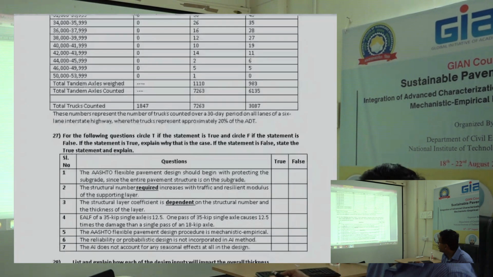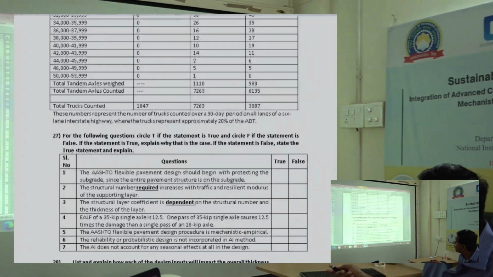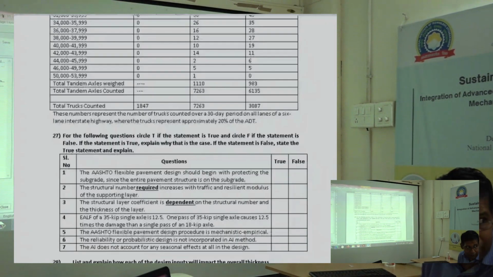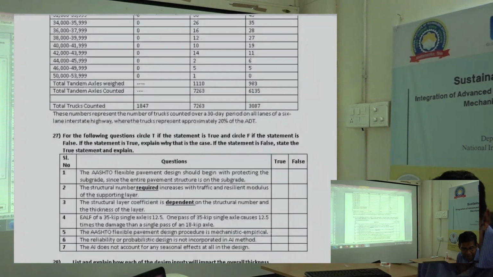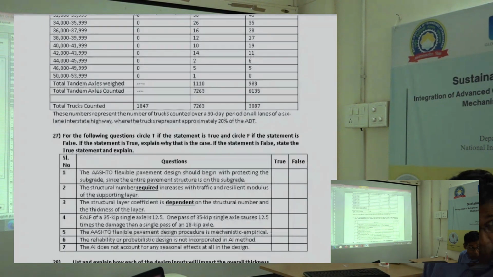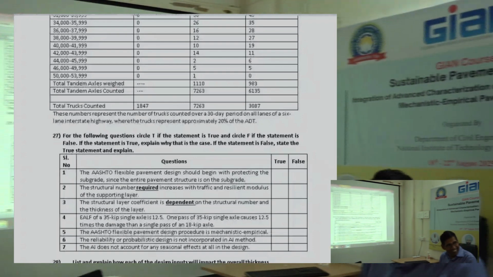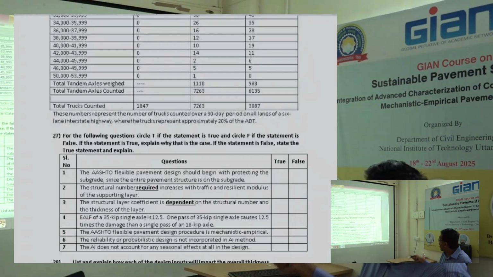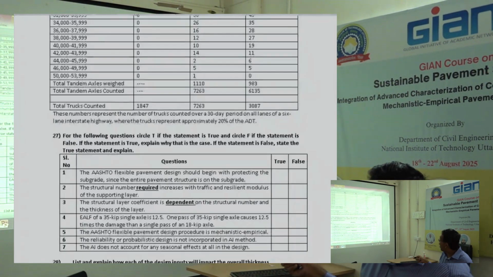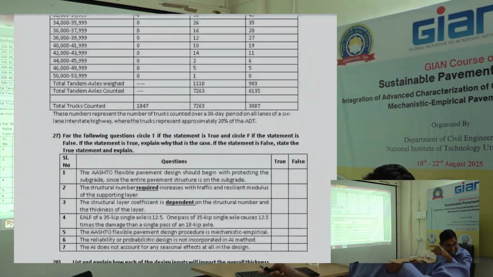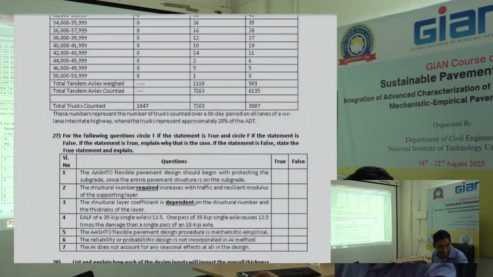The structural number required increases with traffic and resilient modulus of the supporting layer. Think and tell me. Structural number required to protect that layer. No, sir, false. It decreases. Yes? Sir, if the MR value increases, then the structural number decreases. Correct. So the trick is the word 'and'. Traffic increases it, but resilient modulus decreases it. Right? So you really have to have command of the subject matter.